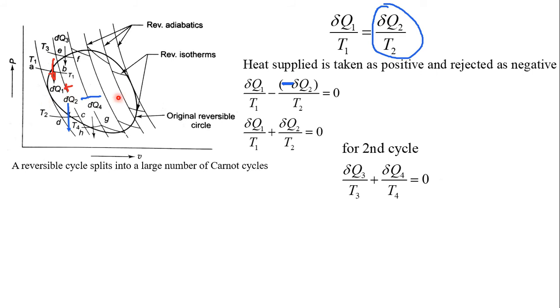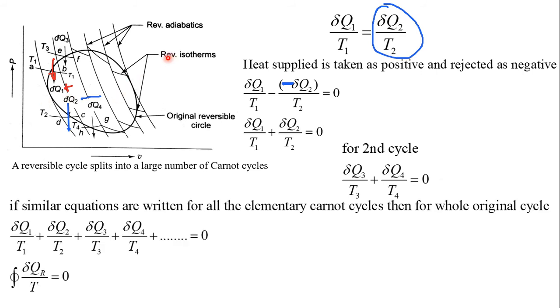So for n number of cycles, what we can write? Similarly, if similar equations are written for all the n elementary Carnot cycles of the whole original cycle, where the original cycle means this circle, what you will get is delta Q1 upon T1 plus delta Q2 upon T2 plus delta Q3 upon T3 plus delta Q4 upon T4. This is for cycles 1 and 2. Similarly, plus for cycle 3 also, till n number of cycles, is equal to 0.